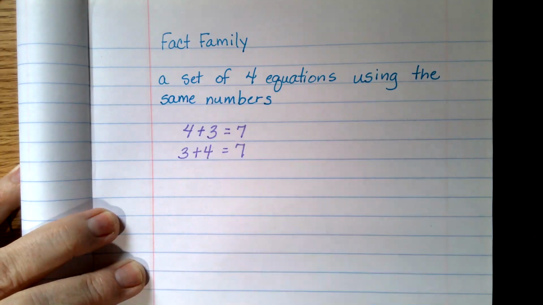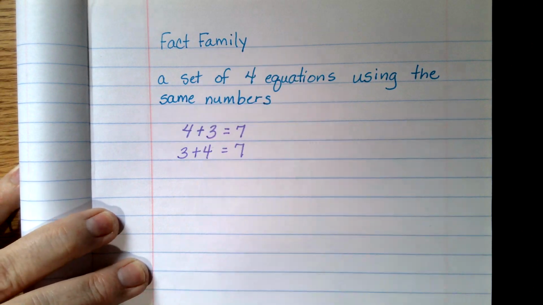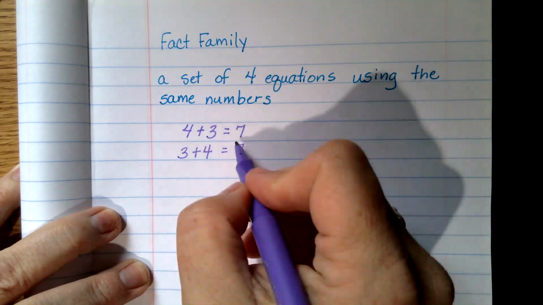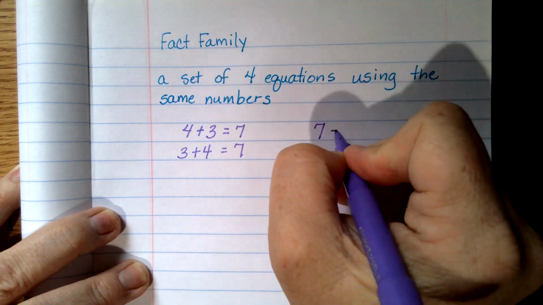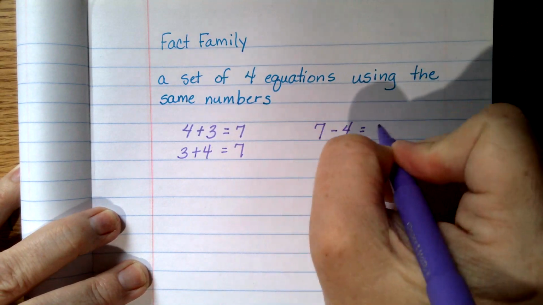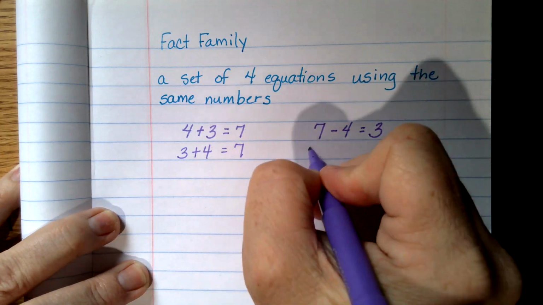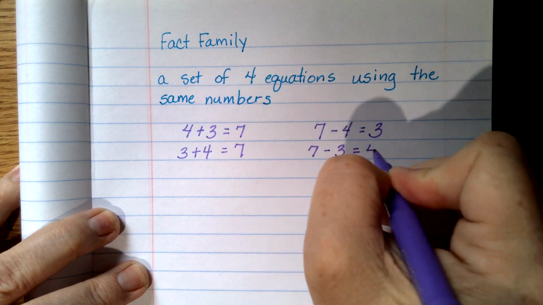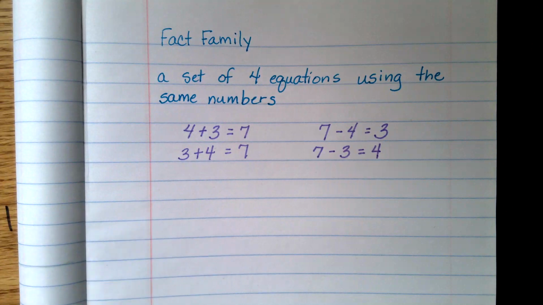The opposite of addition is subtraction, so that's the inverse. Remember, the inverse is the opposite of something. So the inverse of addition is subtraction. So we always start with the sum first. The sum was 7, and we're going to subtract 4, and that equals 3. And if we do the other way, we could do 7 minus 3 equals 4. Okay, so that's just a reminder of fact families.